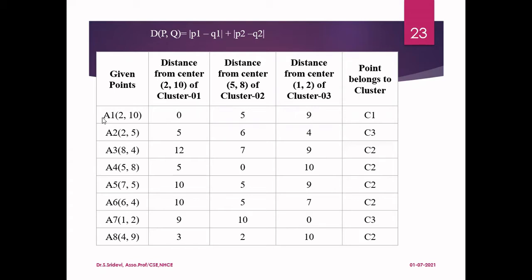With respect to cluster 1, A1 is at a distance of 0. With respect to cluster 2, it is at a distance of 5. And with respect to cluster 3 centroid, it is at a distance of 9. So out of these 3 numbers, the minimum value is 0.